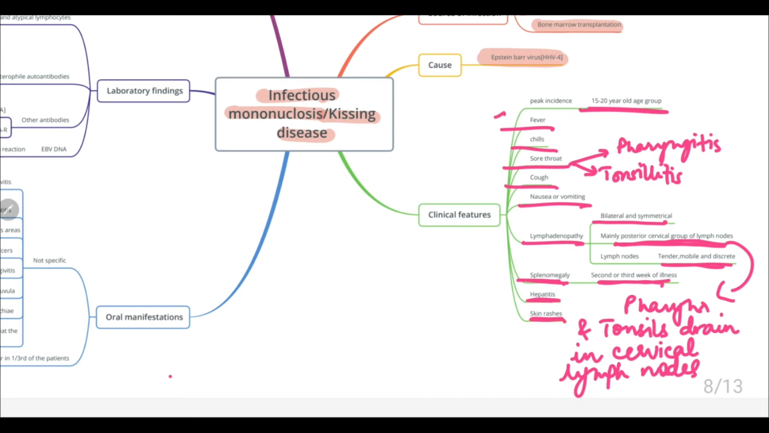So these were the features that were very common, that is fever, chills, sore throat, cough, nausea, vomiting. Apart from that, we also see lymphadenopathy, splenomegaly, hepatitis and skin rashes. But you must remember that most of the times the patients are asymptomatic.